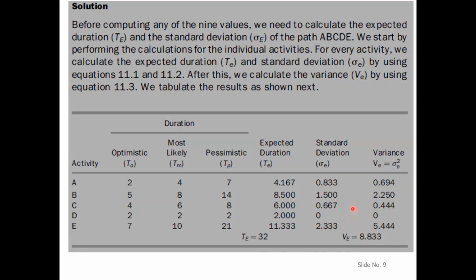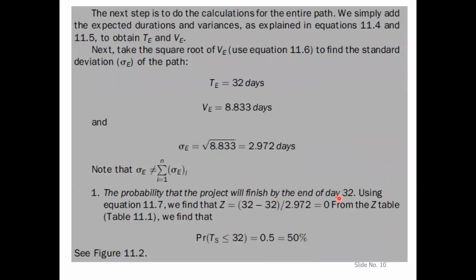Okay, so all the calculations in this table are clear. Then next, to answer the first question, we took TE equal to 32 days, which is from the previous case. VE was 8.833 days, and we take the square root of that. That will be the standard deviation of the project.